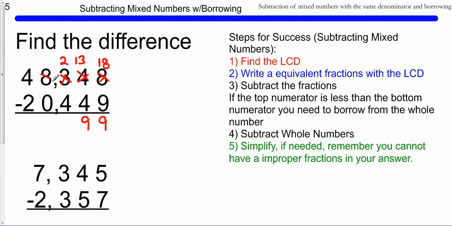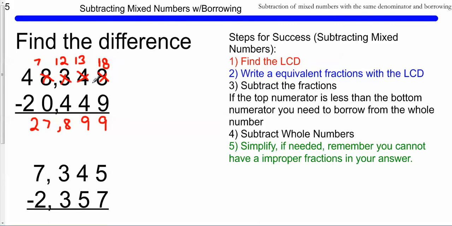Again, I can't subtract, so I need to borrow. That becomes a 7. That becomes a 12. 7 and 2. Now, I want you to look at this number right here. 48,348 is the exact same thing as 4 10,000s, 7 thousands, 12 hundreds, 13 tens, and 18 ones.